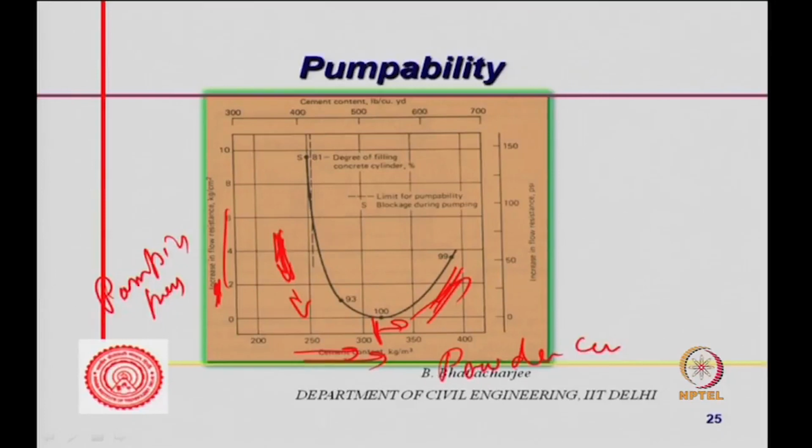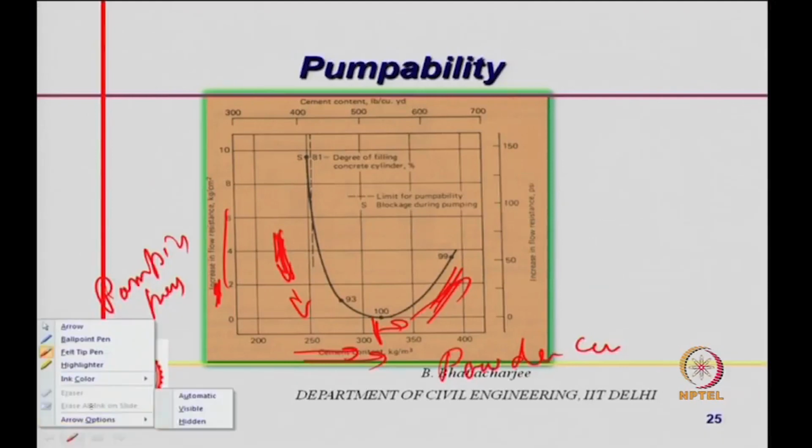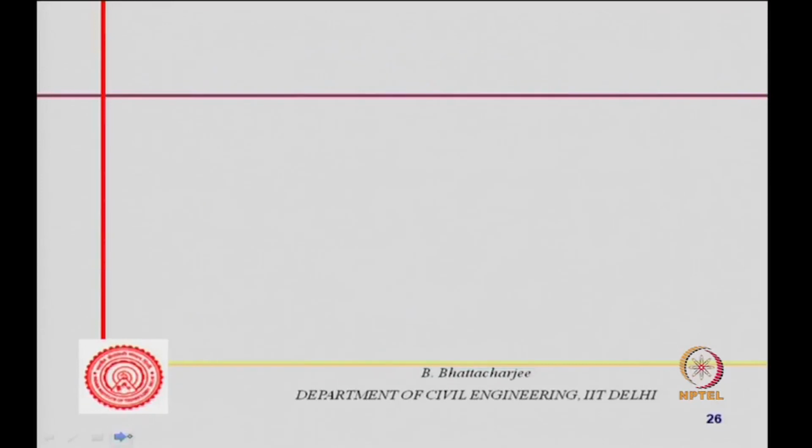So, I have an optimal quantity of the material. Which material? The powdery material, which will give me the least pressure, like we mentioned earlier. So, we should have an optimal fine content. For pumpability, one must look at the optimal fine content.